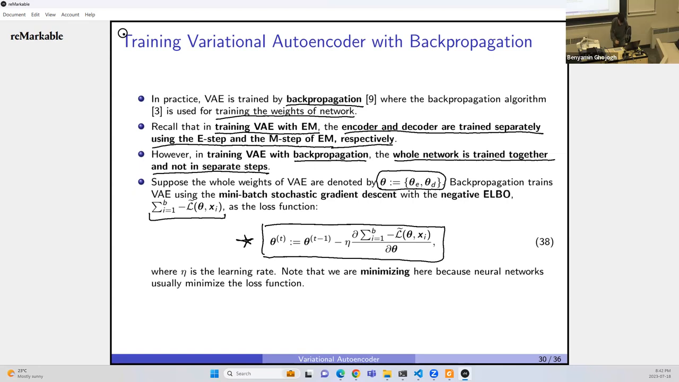This is exactly minimizing minus ELBO or maximizing ELBO using backpropagation. Rather than two steps, you do it in one shot. This is using mini batch stochastic gradient descent. We minimize the negative ELBO or maximize the ELBO. Nowadays, usually this is used for variational autoencoding.